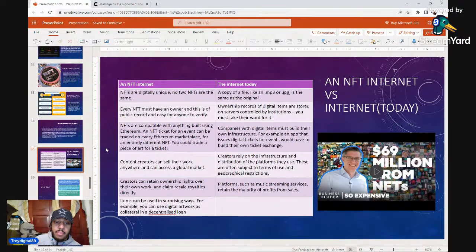You can trade a piece of art for a ticket. Yeah, you could create anything as an NFT and you can sell it. Tory Lanez made his album sales an NFT. He turned his album into an NFT so he can get 100% of the revenue for that.